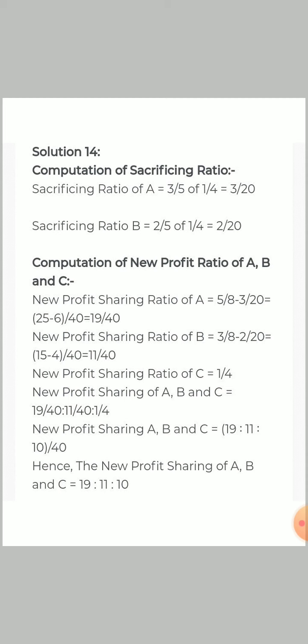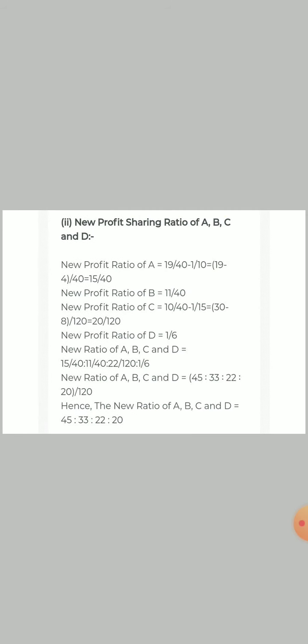Now this is the ratio between A, B and C. Now they admitted a new partner D. D will take his share from A and C. He will take 1/10 from A and 1/15 from C. So A's ratio was 19/40 before, he gave 1/10, so he will have 15/40.